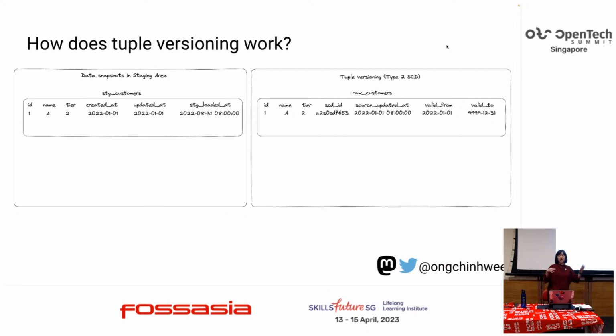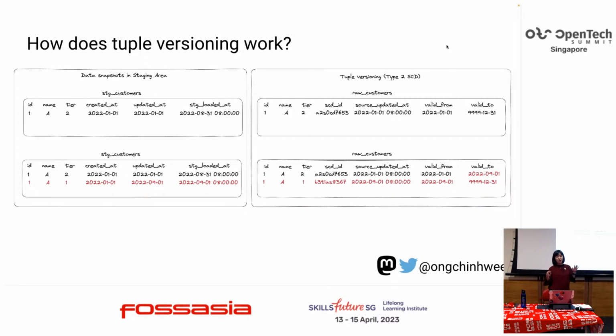So we have some timestamp that we are tracking, and we are using that to determine the validity period of the record. So this is the initial state. And then when you see that there is an update in the customer tier from tier 2 to tier 1 at a particular point in time, instead of overwriting it, you capture the changes. So now you can see that we have updated the validity period for the previous record.